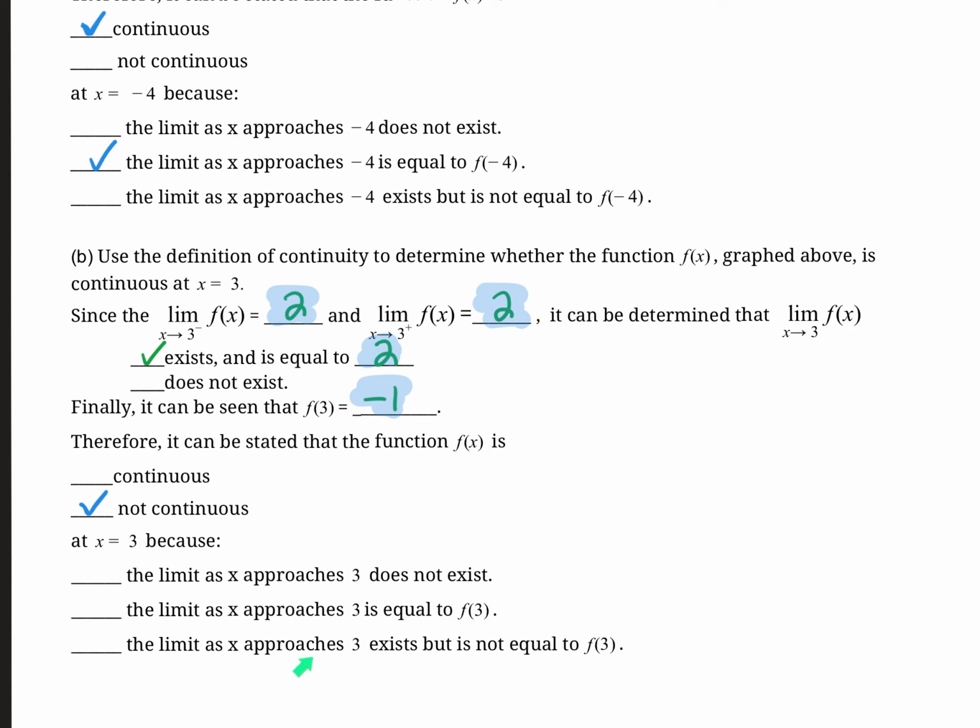The limit as x approaches 3 exists, but is not equal to f of 3. Okay, that's true. The limit as x approaches 3 exists, it's 2, but it's not the same as f of 3, which is -1. So what I would say is that this function is not continuous because the limit as x approaches 3 exists, but is not equal to f of 3.